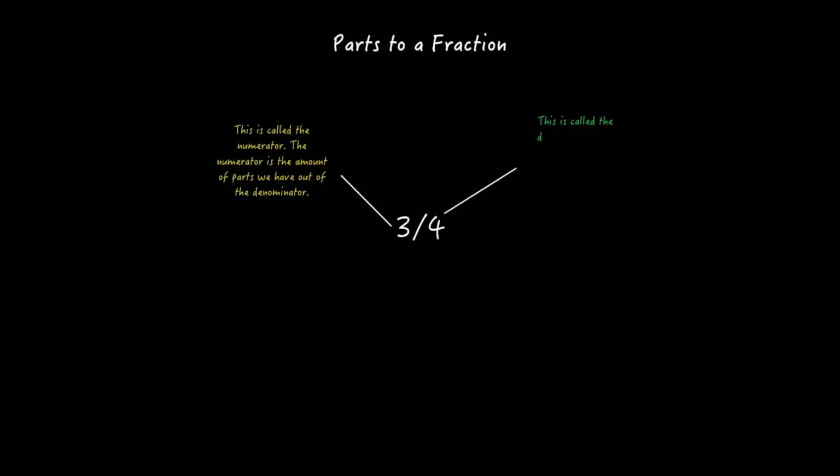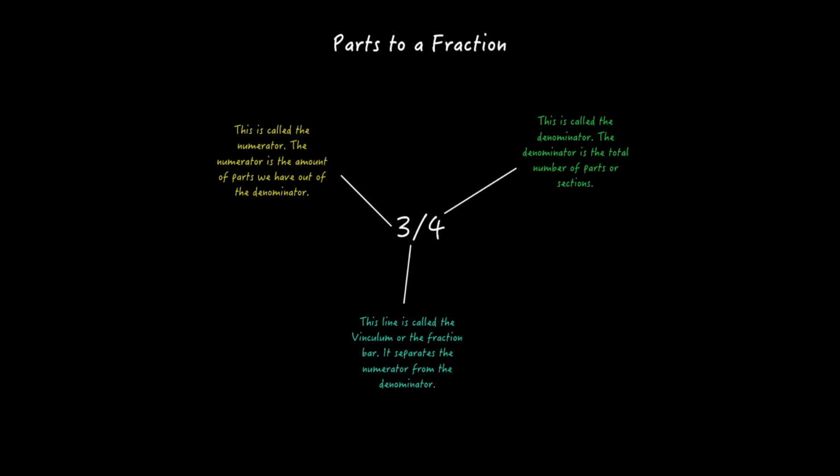Parts to a fraction. Let's look at the fraction 3/4 and look at the different parts to it. This is called the numerator. The numerator is the amount of parts we have out of the denominator. This is called the denominator. The denominator is the total number of parts or sections. This line is called a vinculum or the fraction bar. It separates the numerator from the denominator.